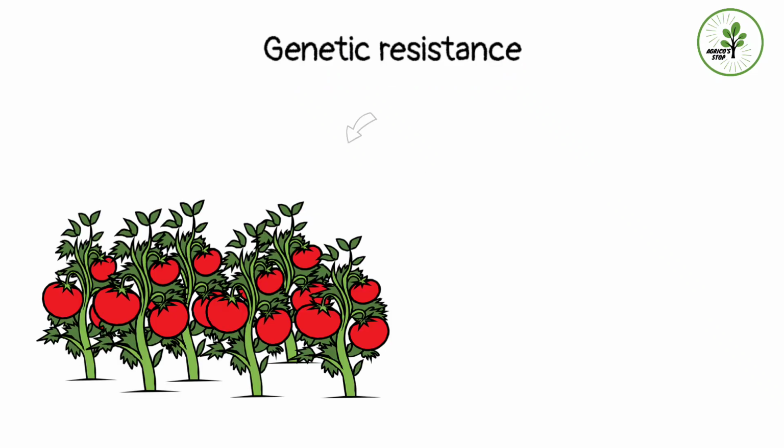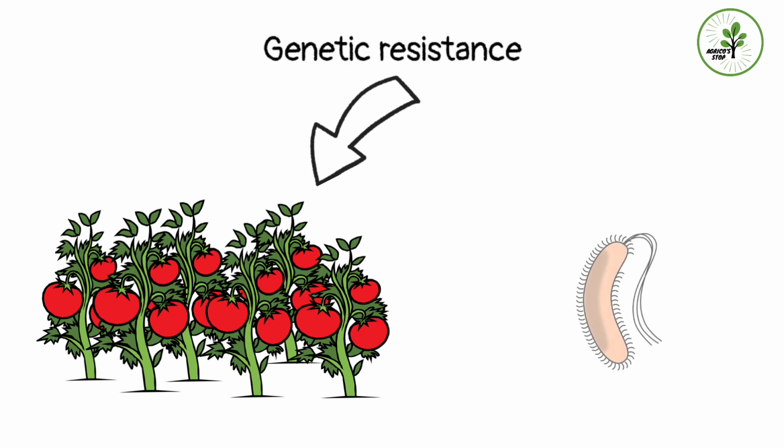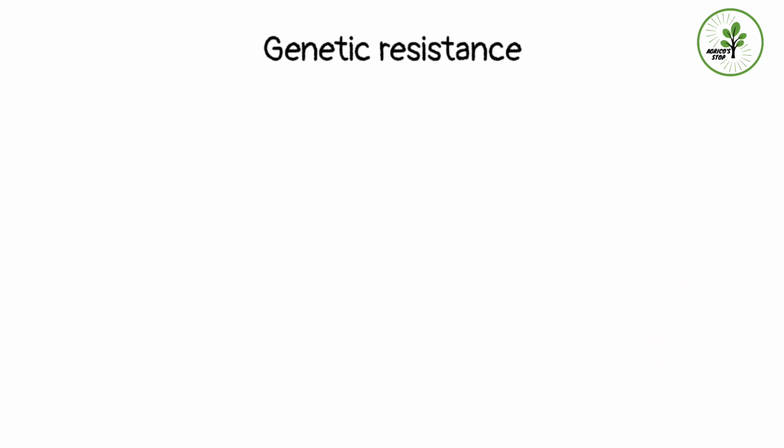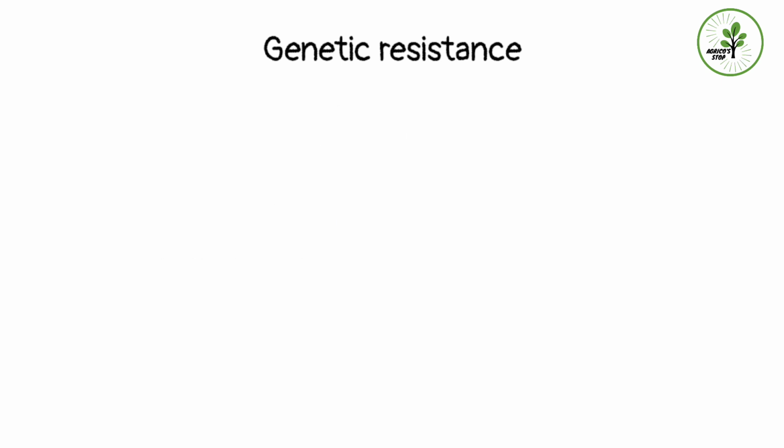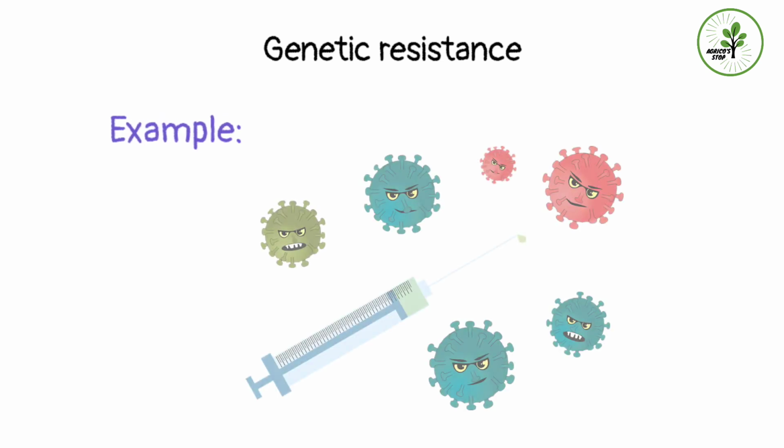We all know that genetic resistance is a heritable feature of the host plant that suppresses the development of a pathogen. But this genetic resistance in plants is of two types based on the genes that are controlling it. They are vertical resistance and horizontal resistance. I have a good example to explain. Let us consider coronavirus and its vaccine.